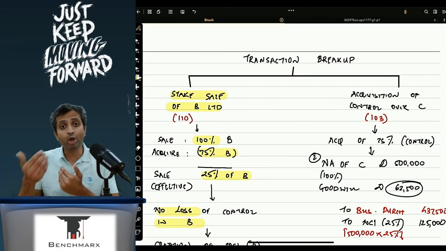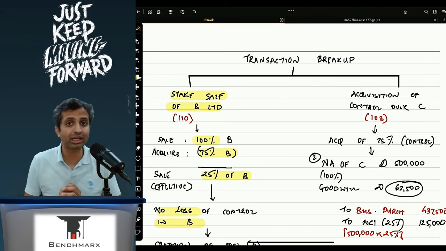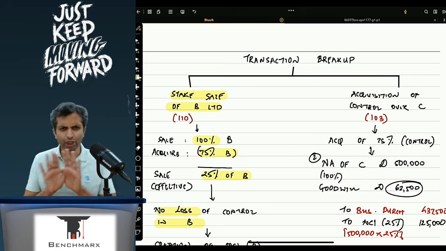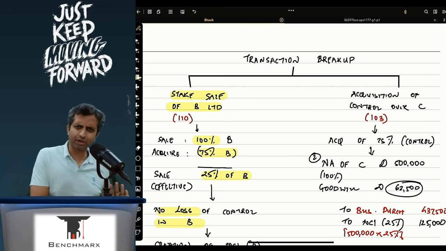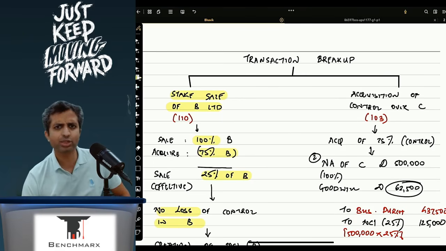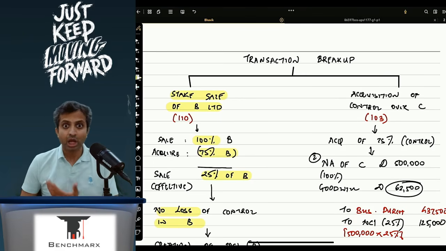Second, you are also acquiring control over C. So one can say that there is a control which is acquired in C, that is a 75% stake. Earlier, you did not have any control over C. You had control over B. You still have control over B. So it's just that instead of 100%, now you are having 75%, and hence 25% is NCI. But C, you had nothing.